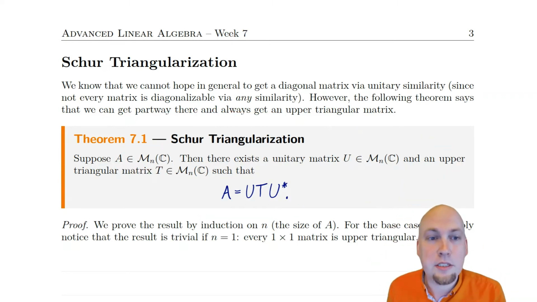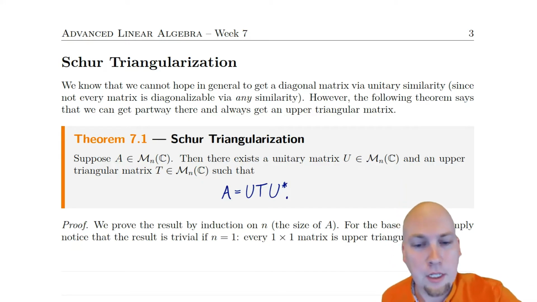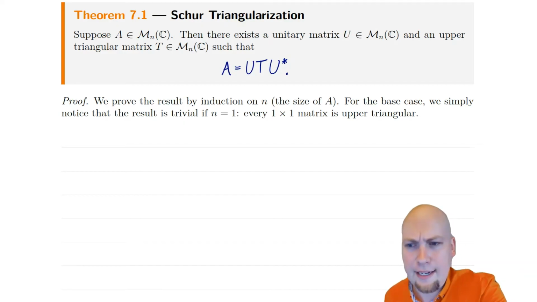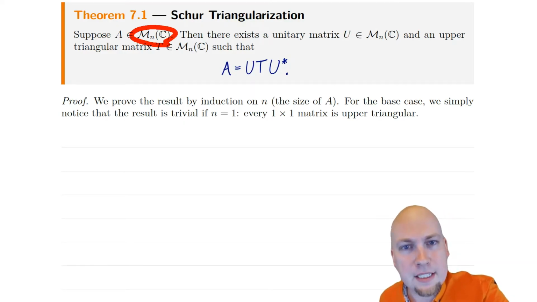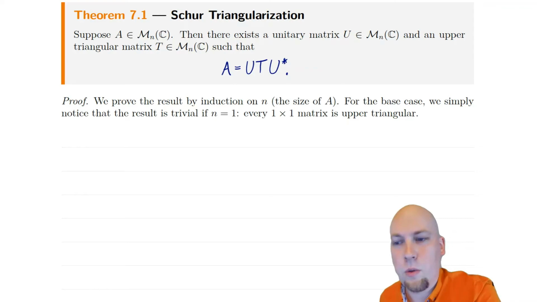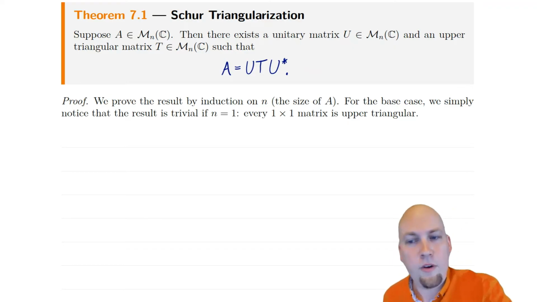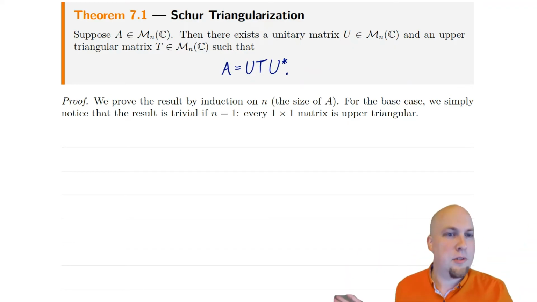That's going to be really useful for helping us prove theorems as we go through the rest of the course. So where does Schur triangularization come from? And actually, why do we need complex numbers for this to work? What we're going to do is prove this theorem by induction on the size of the matrix. For 1-by-1 matrices, this is straightforward.